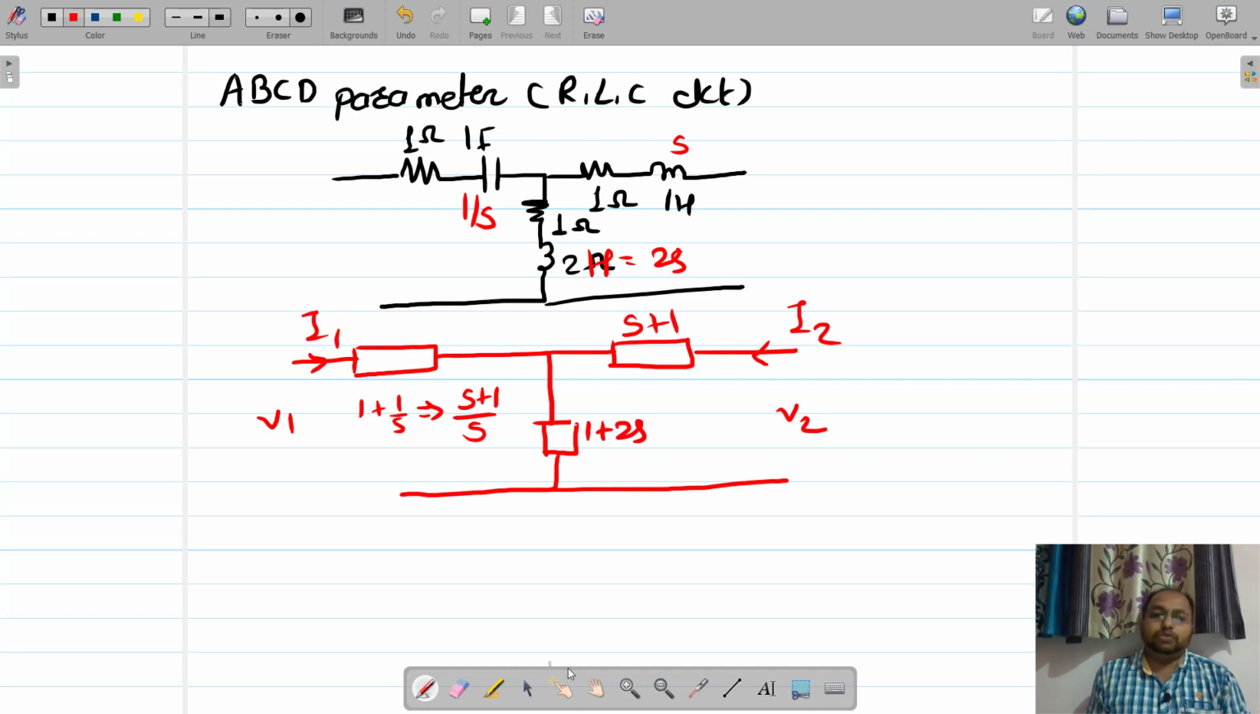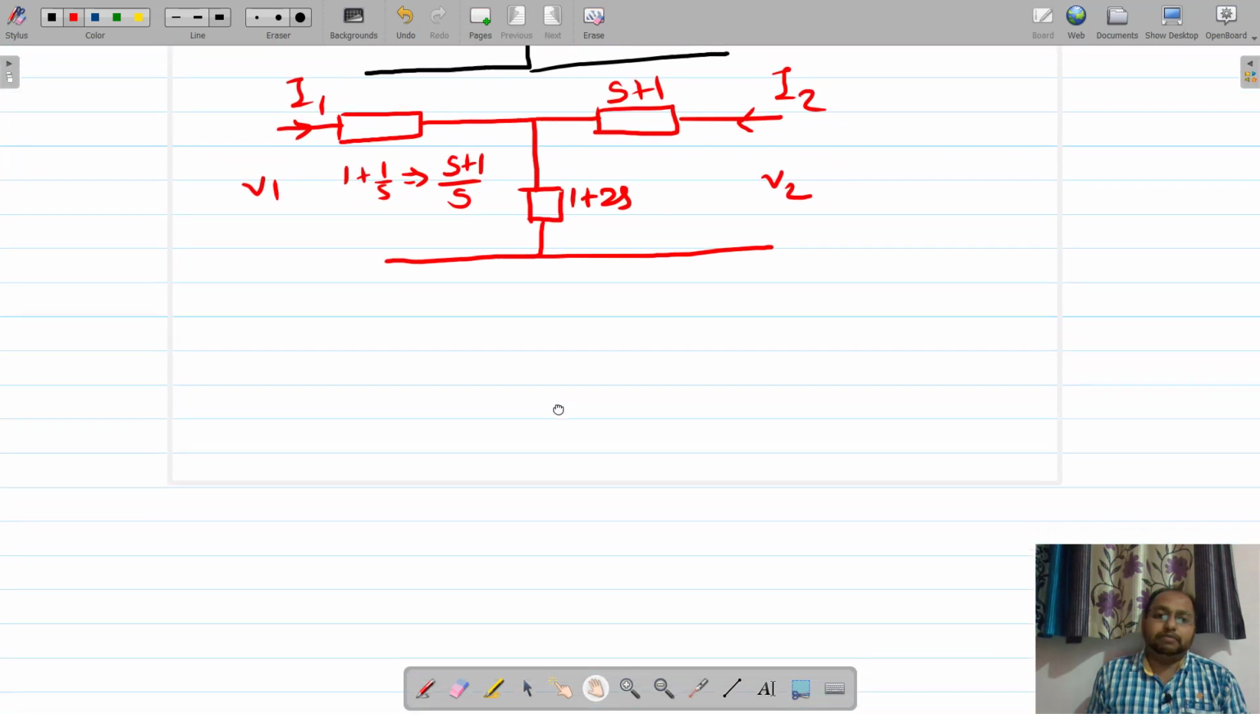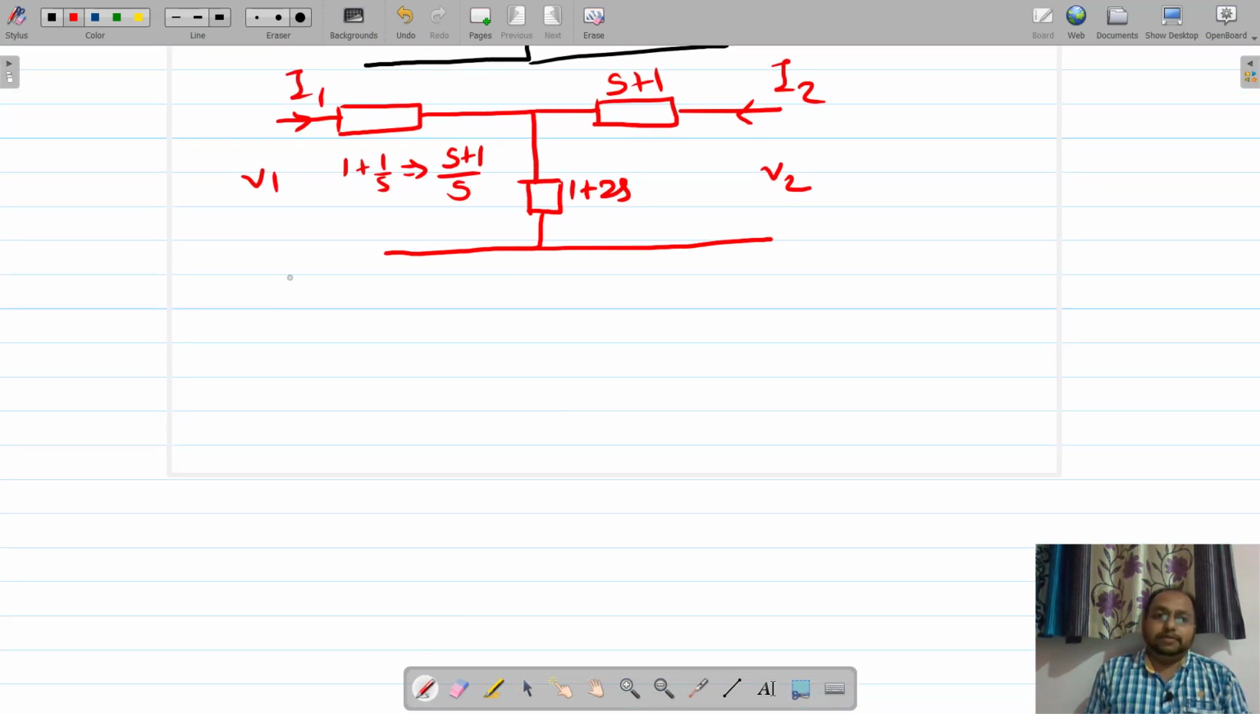Is that fine? Okay, great. So let us now write the ABCD parameter equations. Remember that step number 2 is nothing but writing your equations. So V1 and I1, both input voltage and current, we have mentioned at the left hand side, as AV2 minus BI2 and CV2 minus DI2.